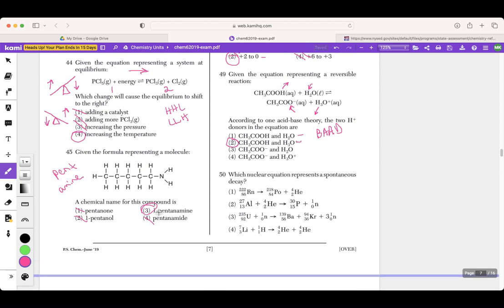Question 50, which nuclear equation represents a spontaneous decay? Use process of elimination to your advantage. So if it's spontaneous, aka natural, I'm not adding anything to it because I don't need to make it go. It just does it on its own. So automatically we can choose 1. If you forgot that, the only one that only has 1 reactant is going to be choice 1. Choice 2, 3, and 4 all have 2 reactants.